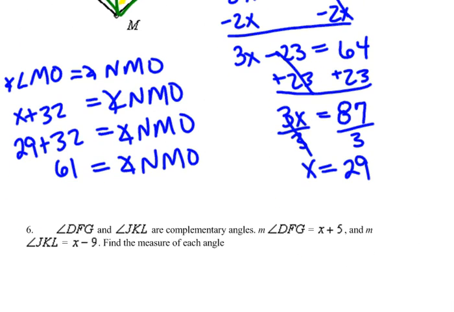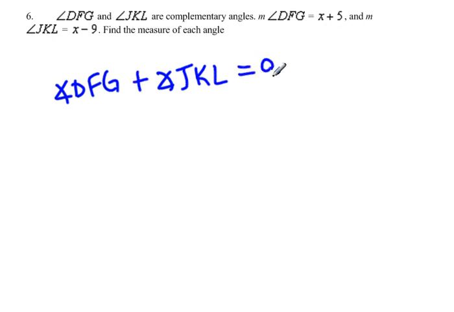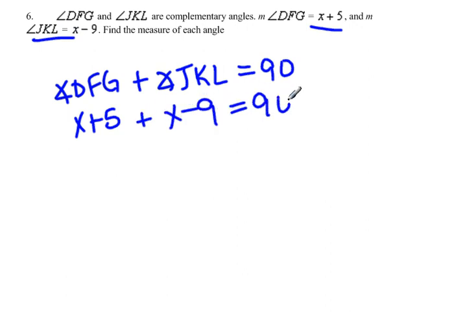And lastly, number 6, an old concept. It tells us that angle DFG and angle JKL are complementary. That means if I add them together, they will equal 90 degrees. DFG is x plus 5. JKL is x minus 9. So we have x plus 5 plus x minus 9 equals 90, since the two angles are complementary.